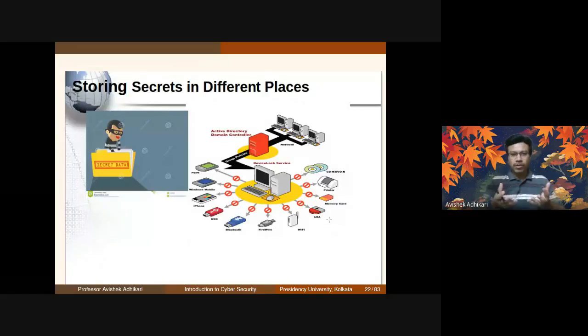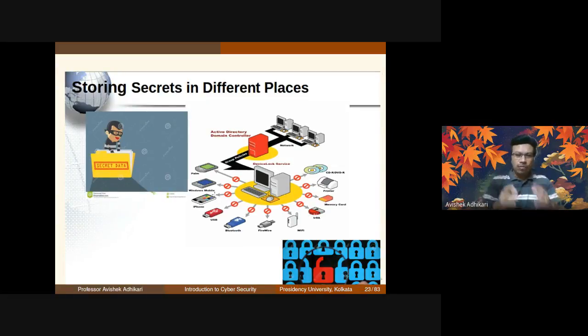One possible solution could be to store the same key in different places. But you can understand that if you store the same thing in different places, then the possibility of the data being compromised is even higher. If one of them is compromised, then your data will be lost. The compromise of any of these places will certainly lead to the security of the data being lost. So the question is, what to do?